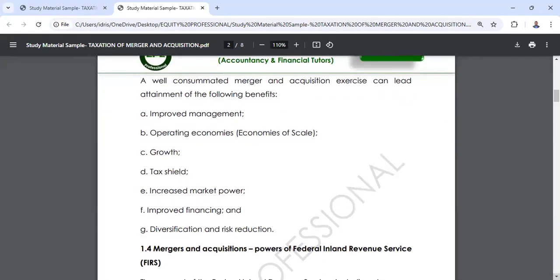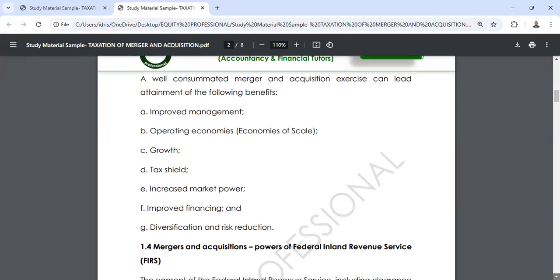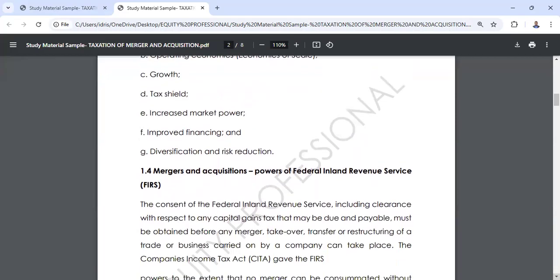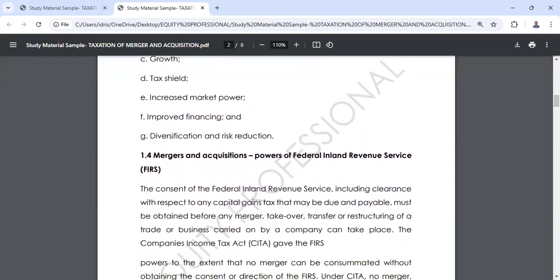Another benefit of merger and acquisition is increase in shareholder wealth maximization. The value of the company share will increase when two companies merge together. Shareholder wealth maximization. So those are the benefits of merger and acquisition.